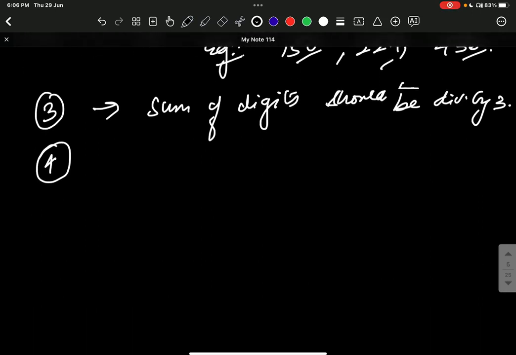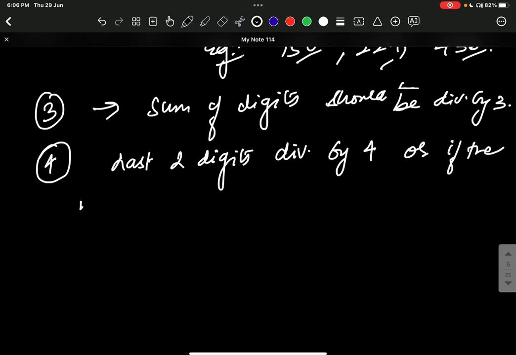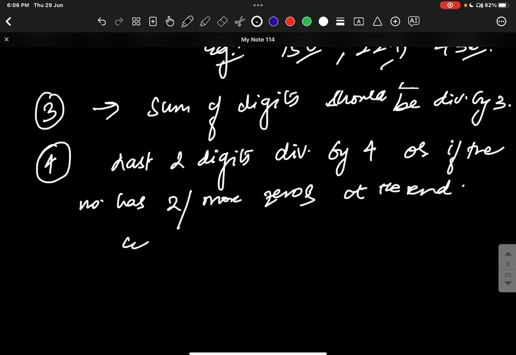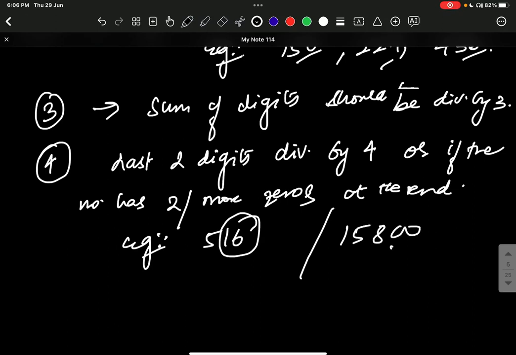Then for 4, the number that is formed by the last 2 digits should be divisible by 4, or a number that has 2 or more zeros at the end is also acceptable. Take an example, 516 is divisible by 4. Why? Because the last 2 digits, 16, are divisible by 4. Another example, 15800 is divisible by 4. Why? Because it has 2 zeros at the end. So it is divisible by 4.